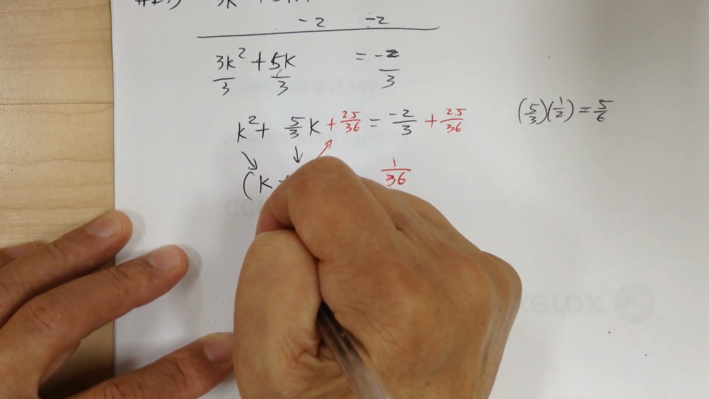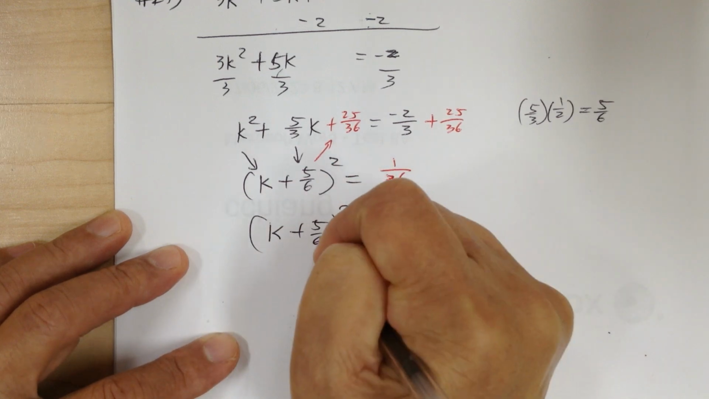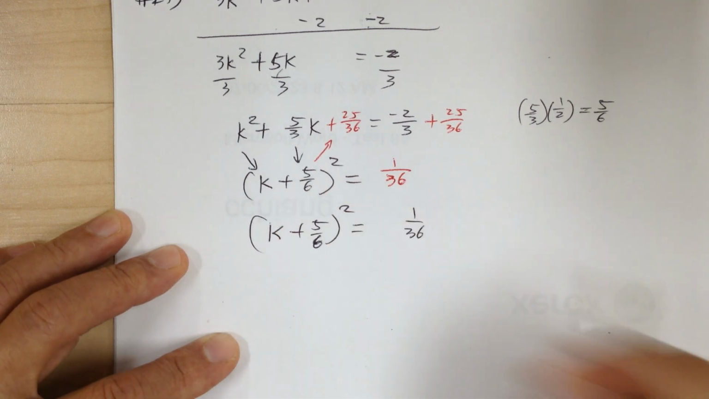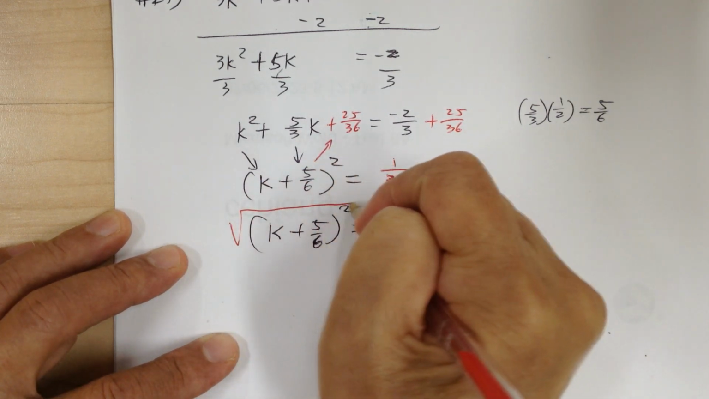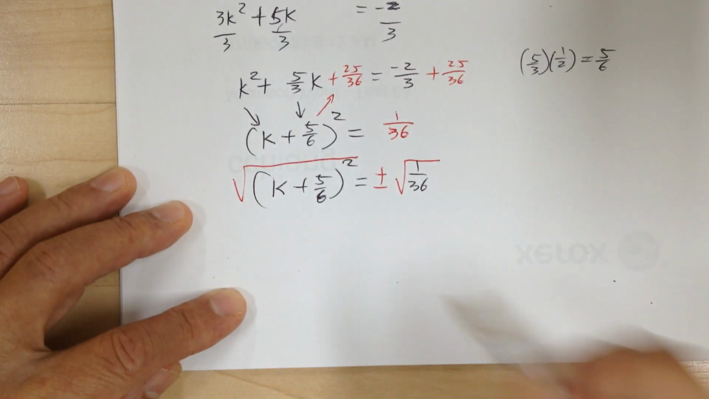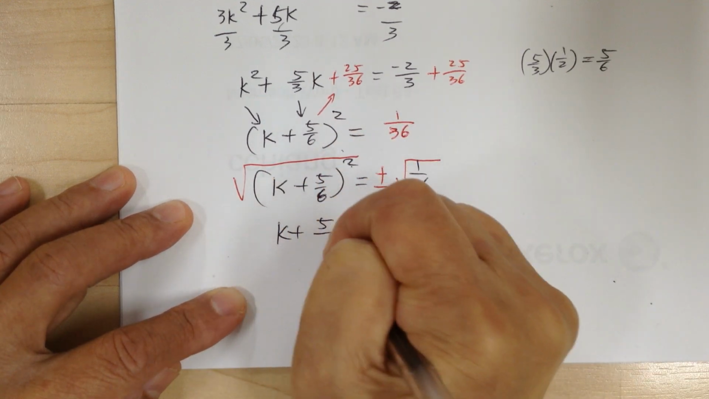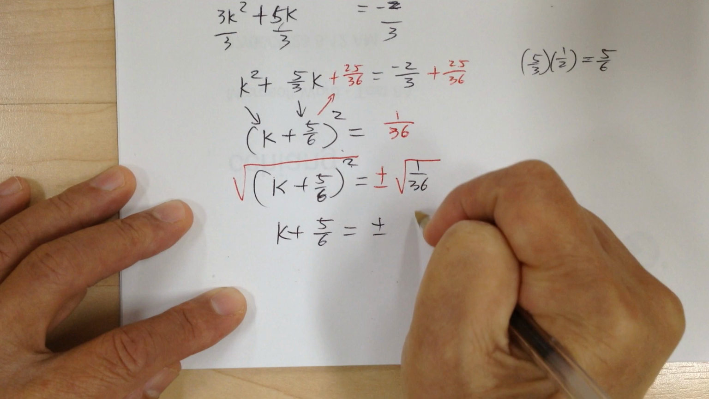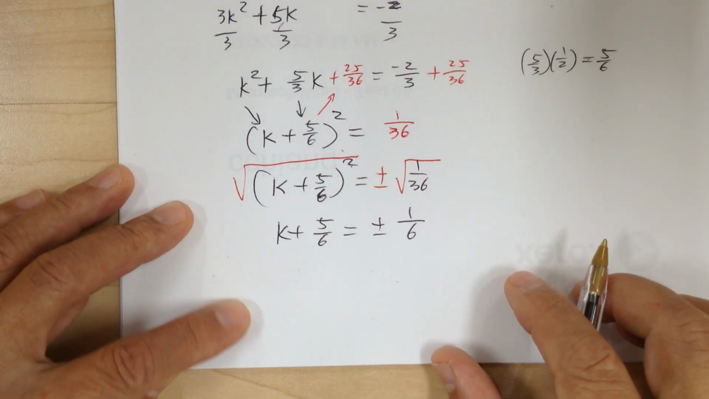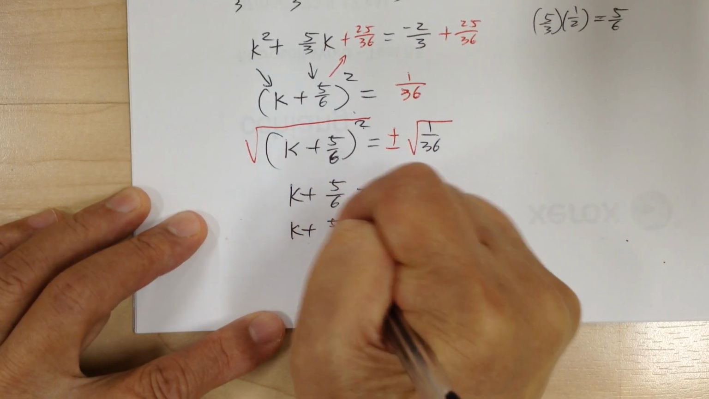Okay, so you've got k plus 5 over 6 squared equal to 1 over 36. Notice I gave you a little bit of space, so that way when you take the square root, you have room to write your plus or minus. Okay, so the square and square root cancel out, and there's a reason for that. So k plus 5 over 6 equal to plus or minus 1 over 6. Right? Square root of 1 is 1, square root of 36 is 6. Again, these are the same kind of numbers, so you have to separate to solve.